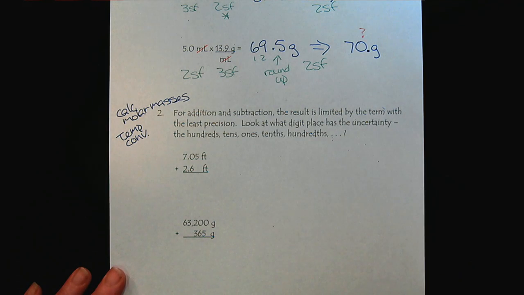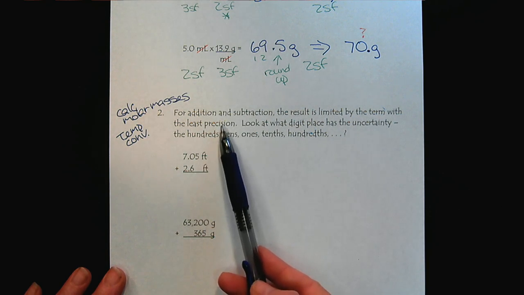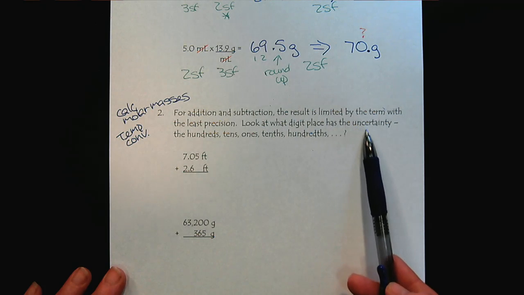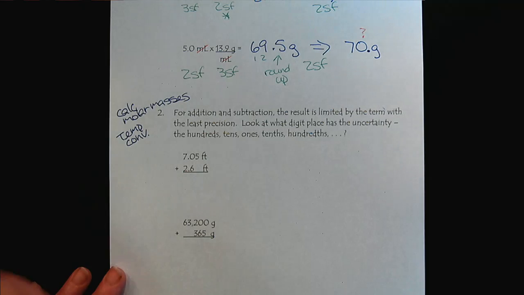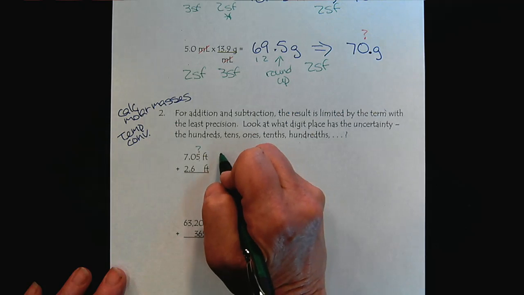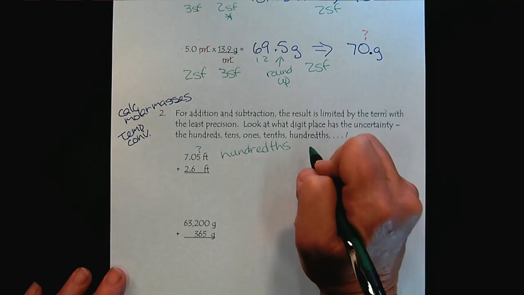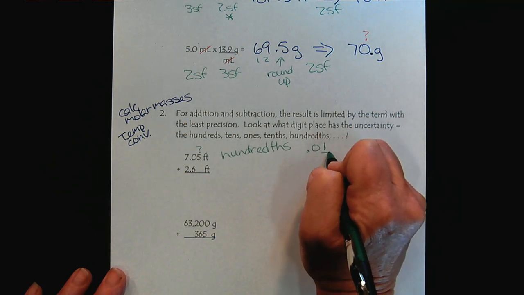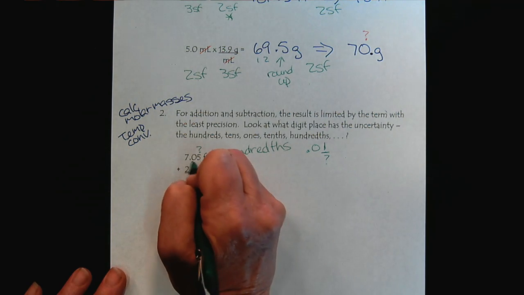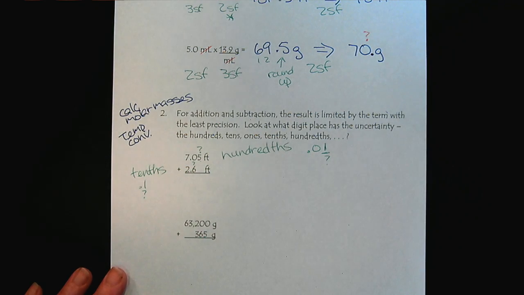So when we're doing addition and subtraction, the rules are different. The result is limited by the term with the least precision. So how do we find the least precision? We look at which digit place has the uncertainty. So when we're looking at this first calculation, we see that the first measurement, the uncertainty is in the hundredths. It's in the hundredths place, 2 to the right, 0.0, like 1, right there. That's where we're not sure, in the hundredths place. With the second data, we're uncertain in the tenths place. This is where we're uncertain, right?